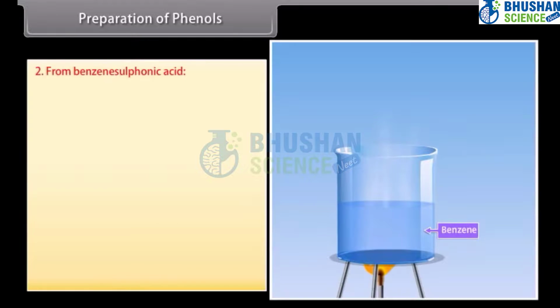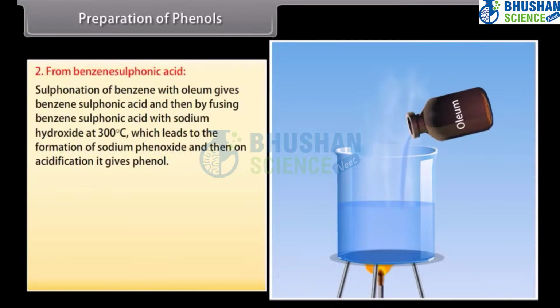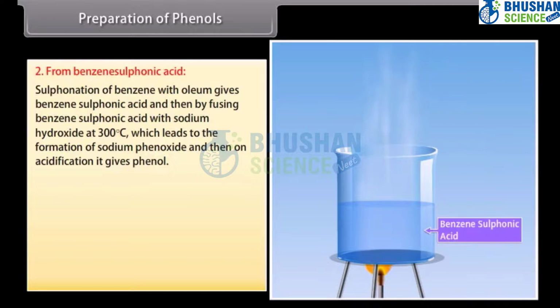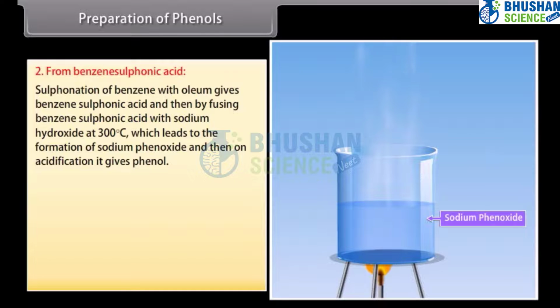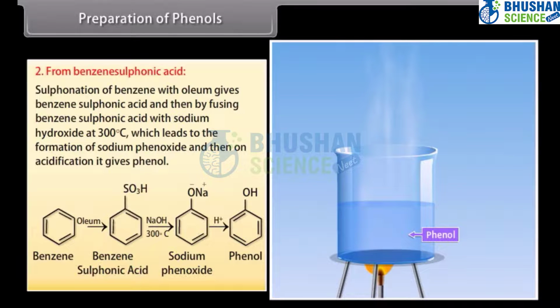From benzene sulphonic acid. Sulfonation of benzene with oleum gives benzene sulphonic acid, and then fusing benzene sulphonic acid with sodium hydroxide at 300 degrees Celsius leads to the formation of sodium phenoxide, and on acidification it gives phenol.